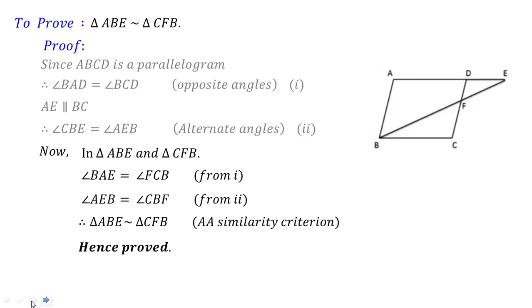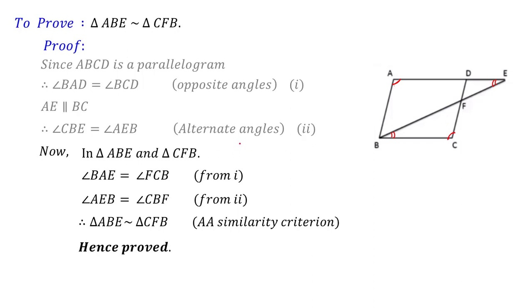We have been told that angle BAD is equal to angle BCD. BAD, this angle, and BCD, this angle, they are equal. Fine, first class. And AE is parallel to BC, so this angle B and this angle E are also equal. Okay, that is also correct.